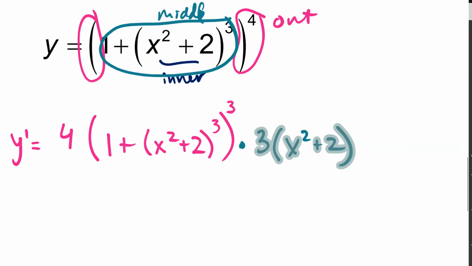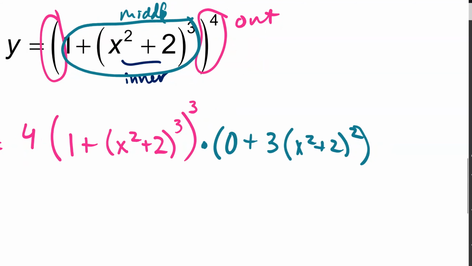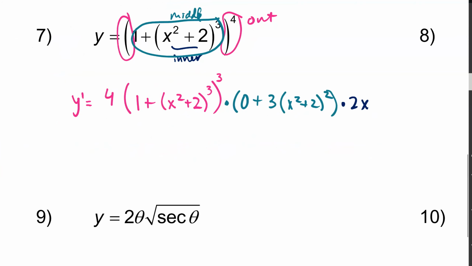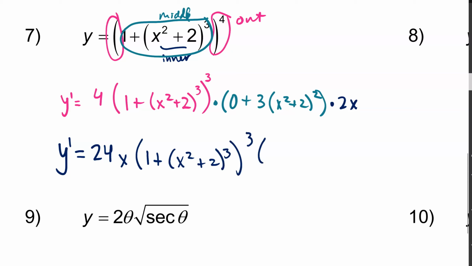Maybe I should write that. 0 plus 3 times... okay. 0 times 3 times x squared plus 2 squared. And then the derivative of the inner, 2x. So to finish out, y prime is equal to 24x times 1 plus x squared plus 2 cubed.